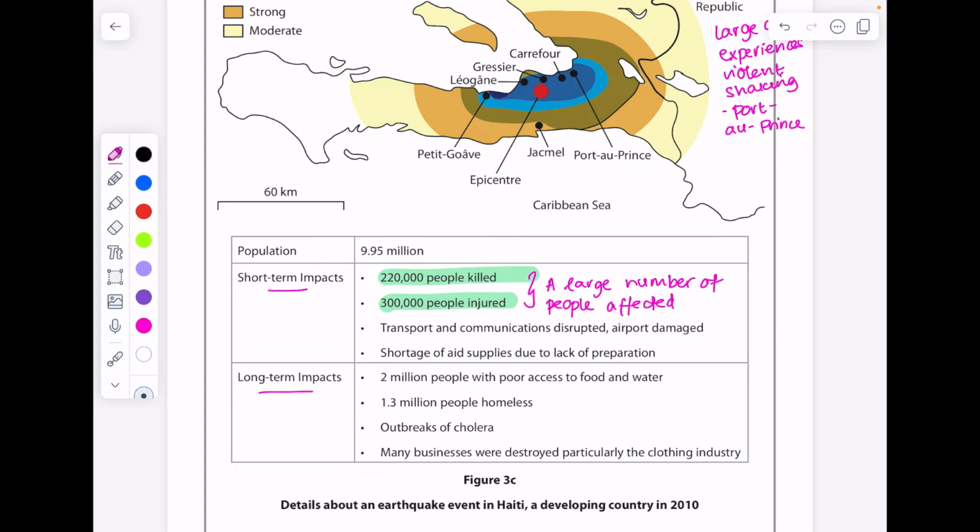Now let's look at the longer term impact. 2 million people with poor access to food and water. Obviously, that's going to have huge knock-on effects. 1.3 million people homeless. And we can see outbreaks of cholera, and that will be due to the poor access to clean drinking water, potentially poor sanitation. So we can see huge disruption to infrastructure. So let's start to write out our answer now.